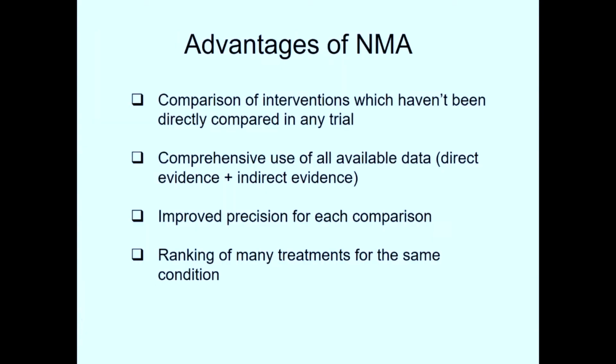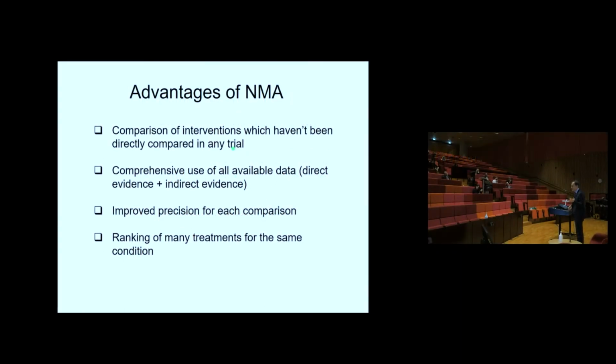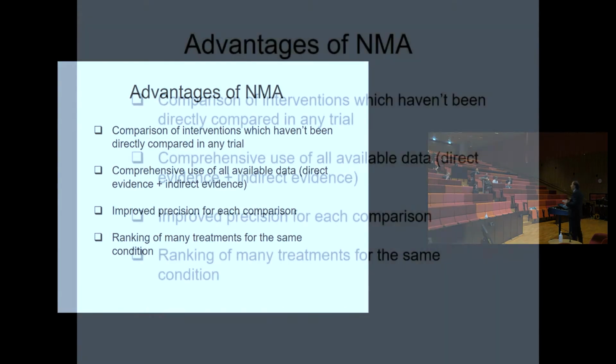So I can really get additional information from the network meta-analysis that can help the clinical decision-making process. So the advantages of network meta-analysis: comparing interventions which haven't been compared directly in any trial, so filling the gaps, and comprehensive use of all available data, direct and indirect, across the network. I just showed you the improved precision for each outcome. The last bit about network meta-analysis is the ranking. So now I can compare how the different options rank against each other.